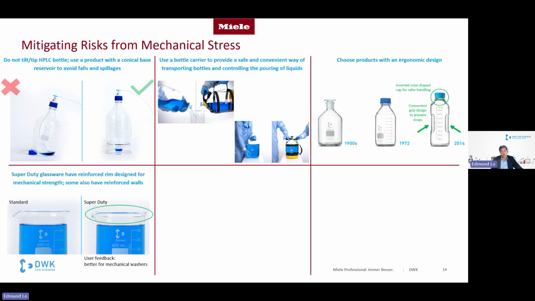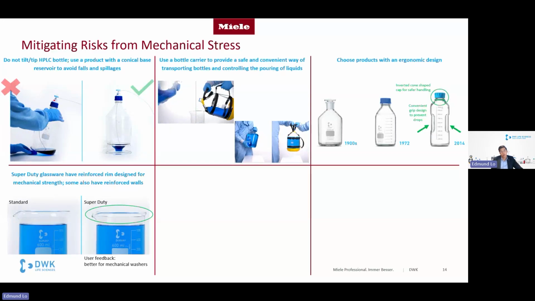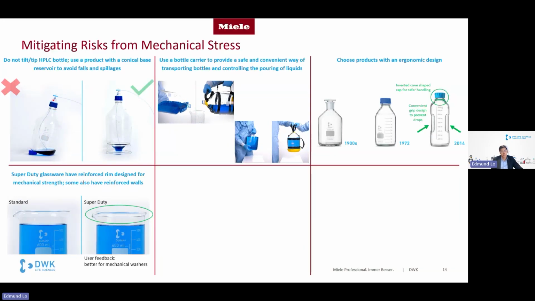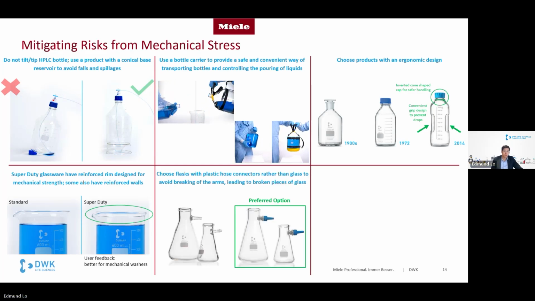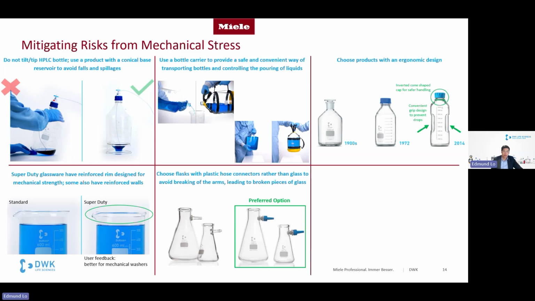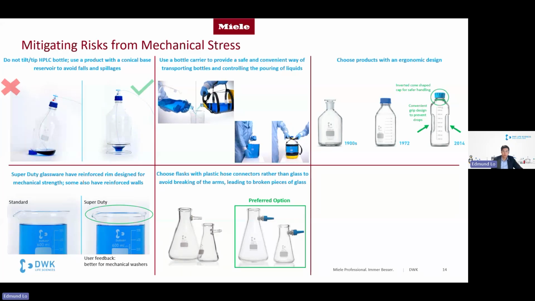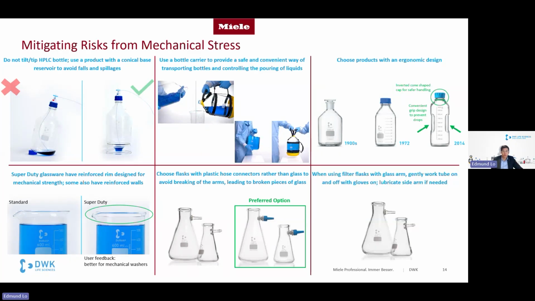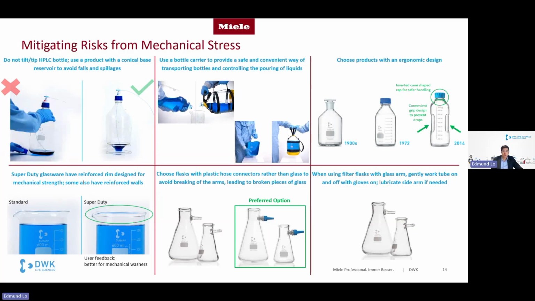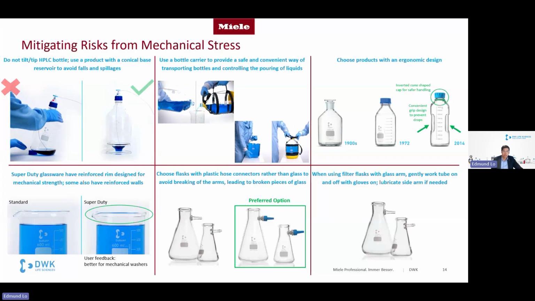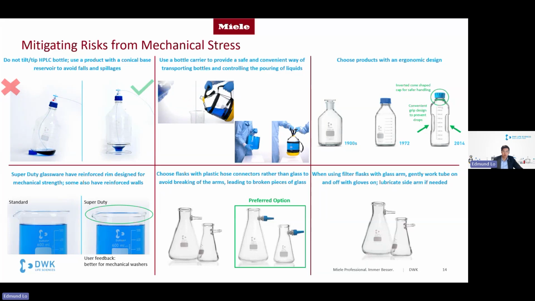You may consider using heavier duty glassware, like the super duty one here, which increases the mechanical robustness, especially of the walls and also the rim of the glassware. Choose flasks with plastic hose connectors if possible. And when using filtering flasks, and putting a tube onto the glass arm of the filter flask, wear gloves, be gentle, and lubricate the side arm if needed.